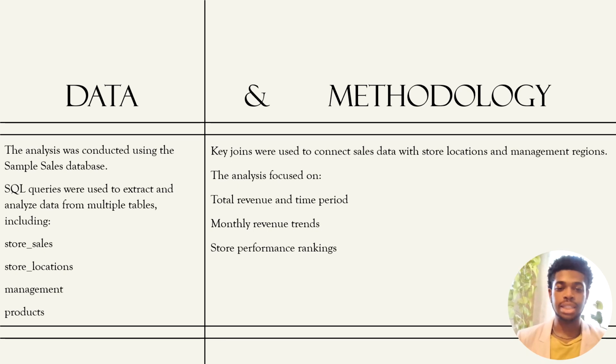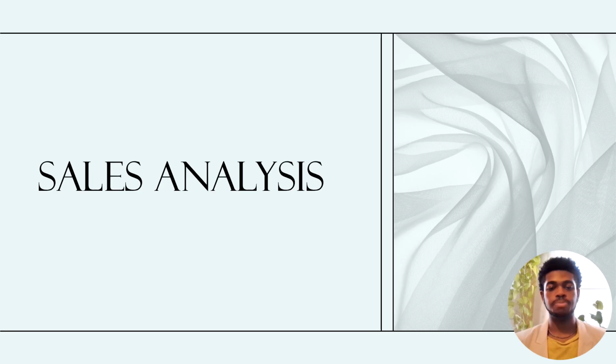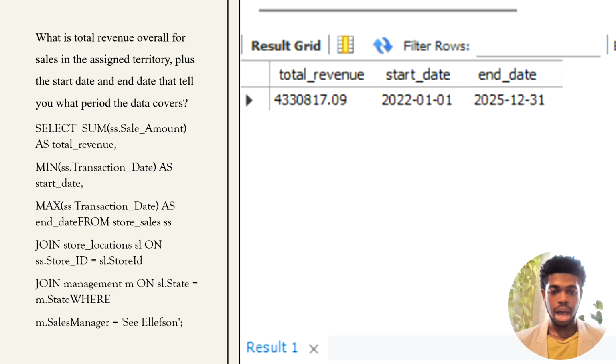And then the methodology is key joins were used to connect sales with store locations and management regions. The analysis focused on total revenue and time period, monthly revenue trends, store performance rankings. So now let's get into the sales analysis.